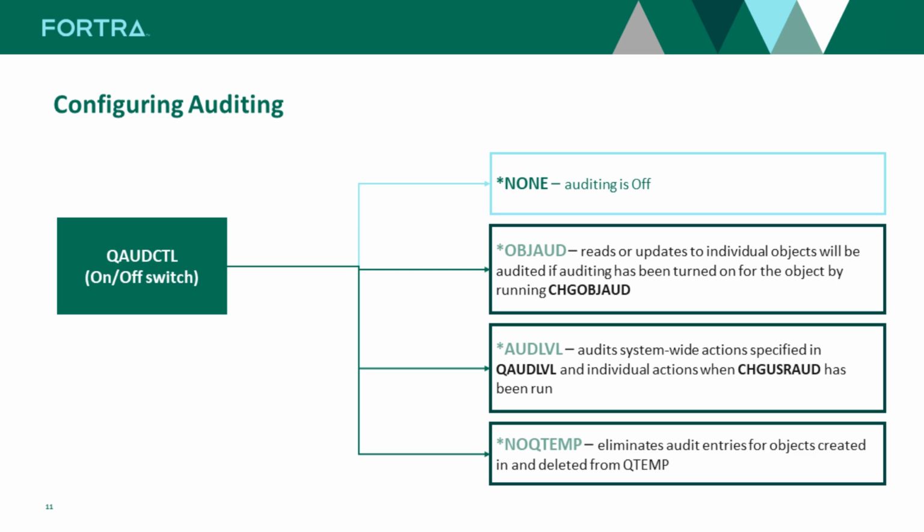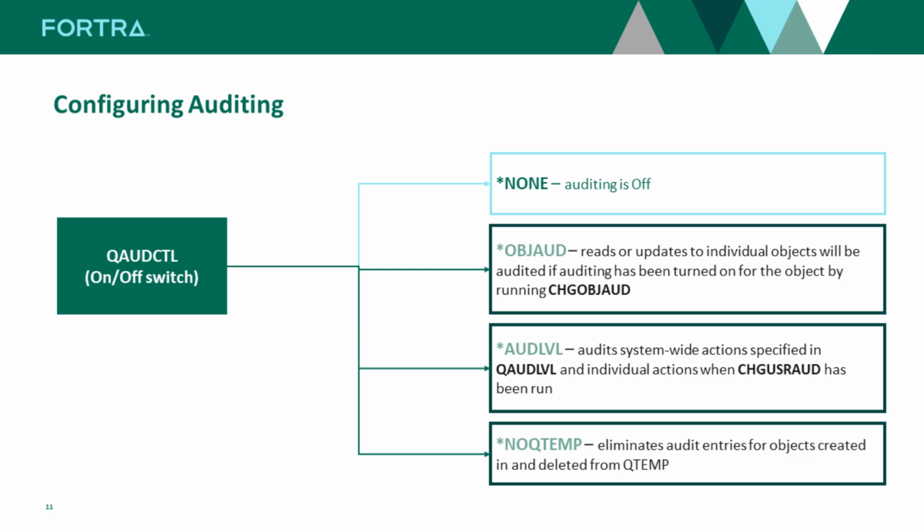If that has any values in it other than none, you are actively auditing some activity on your system. So object audit value, that's going to give you activity against objects, reads or updates to those individual objects. That's going to be logged. If that's all you have turned on, you're not going to see invalid sign-on attempts. You're not going to see changes to user profiles, created objects. You get those types of entries by including audit level. And by turning on audit level, that is going to point the system to the audit level system value that we're going to examine next.